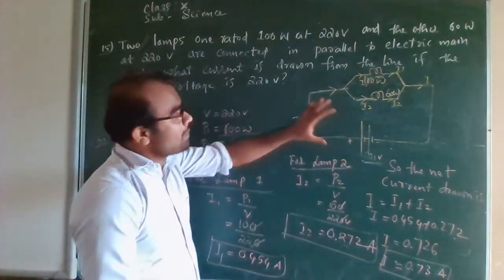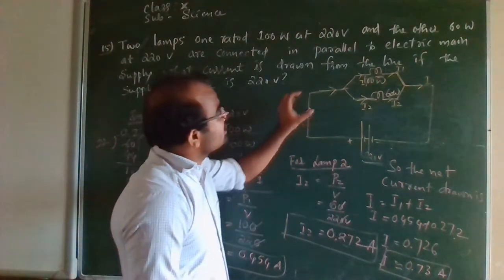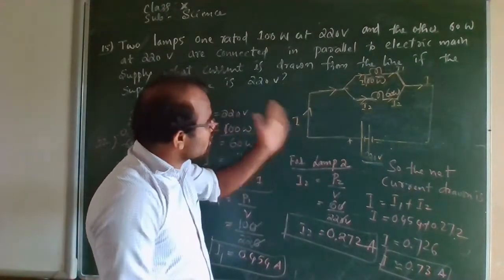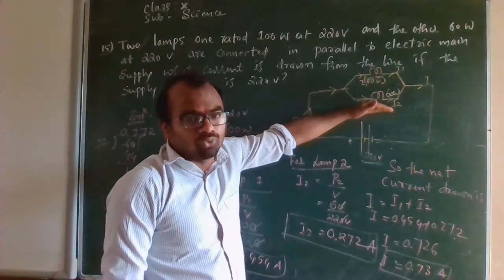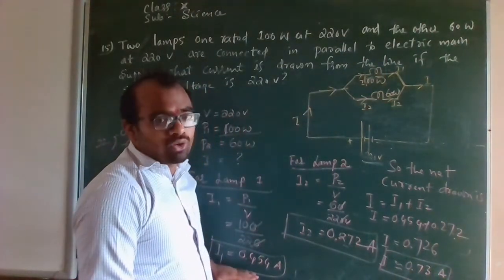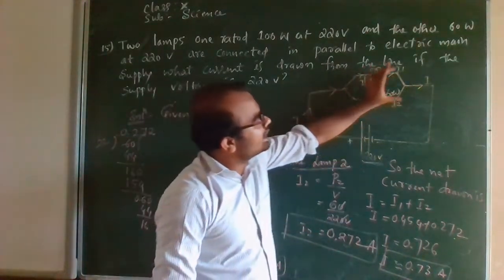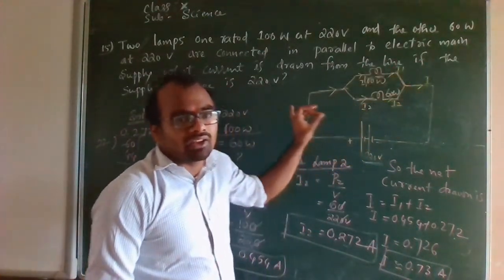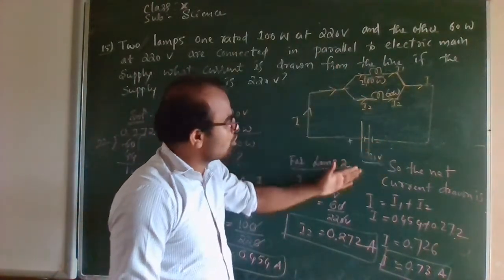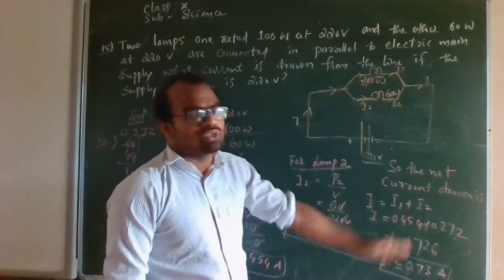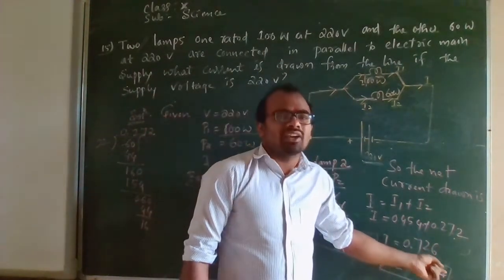See, this is a parallel circuit, which means what? Voltage remains constant. The current divides. Whatever current comes here divides in lamp 1 and lamp 2. In lamp 1 the current flowing is 0.45 ampere. In lamp 2 the current flowing is 0.272 ampere. Again it combines back and adds up. That means I is nothing but I1 plus I2. So 0.454 plus 0.272 will become 0.726. So 26 can be taken as 30.